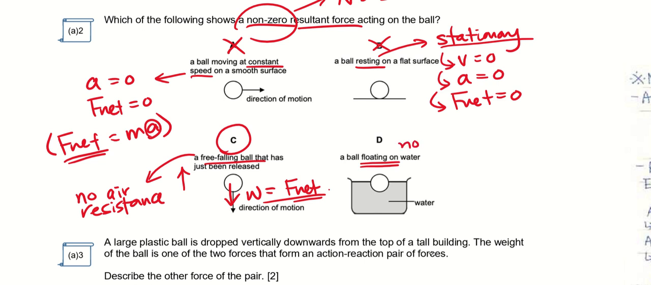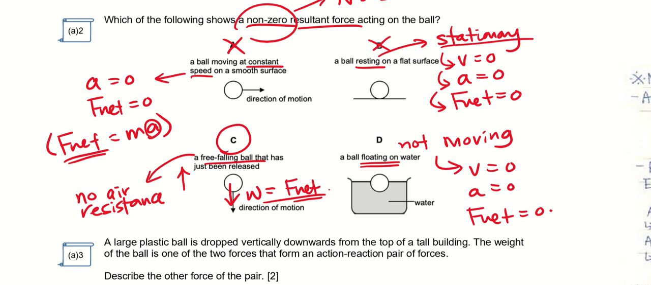Now, how about a ball floating on water? Floating means not moving, right? It's not sinking, it's not rising, it's not moving. So not moving means stationary. So again, velocity is 0, acceleration is 0. That means the F net is 0. So are there any forces acting on this ball? Actually, there are. There's the weight, which is actually the earth pulling the ball down. But because the ball is suspended in water, the water is also pushing the ball up. And this upward pushing force is equal but opposite to the weight. Therefore, there is no F net. Okay, so therefore A2 answer is C.